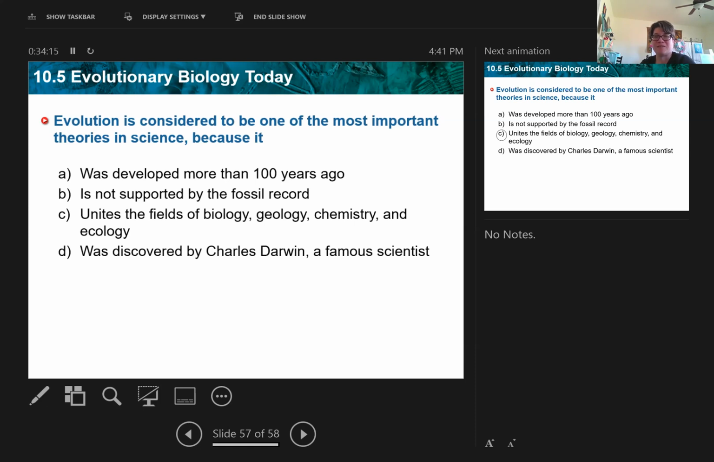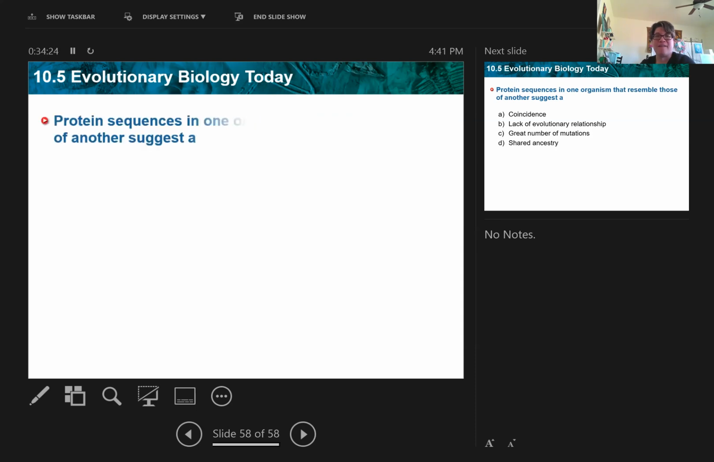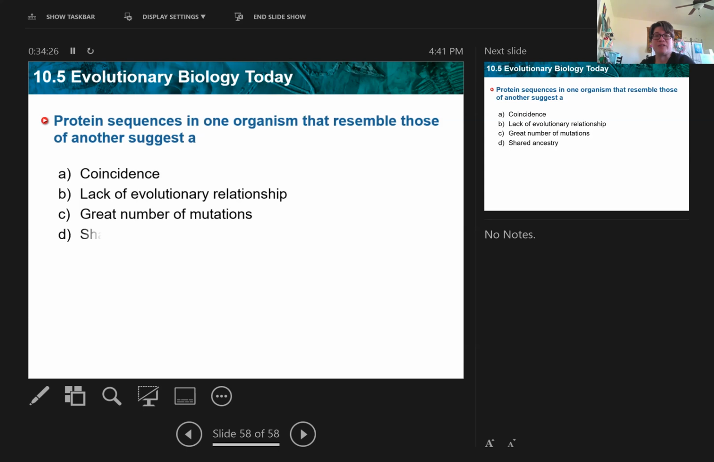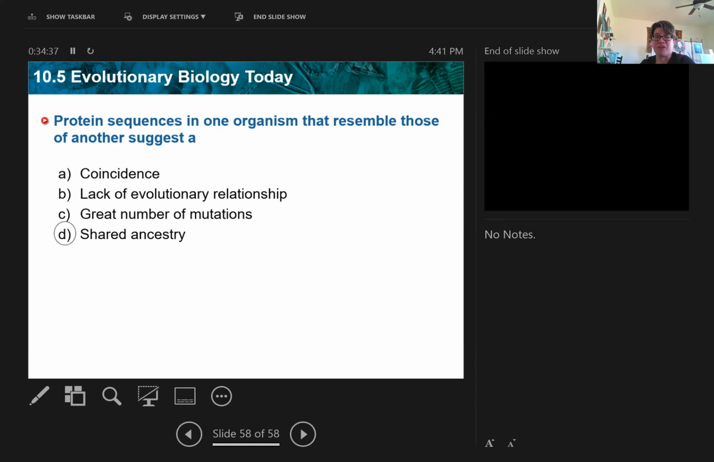This was our last slide here with the whale. Yeah, and so it unites all the fields of biology, geology, chemistry, and ecology. Protein sequences in one organism that resemble those in another suggest a what? So if they have shared or similar protein sequences, they probably have a shared ancestry.